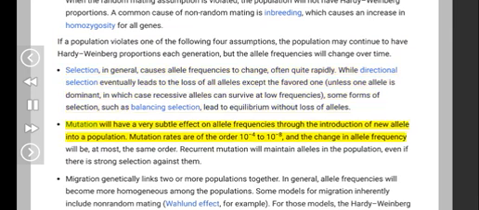Mutation will have a very subtle effect on allele frequencies through the introduction of new alleles into a population. Mutation rates are of the order 10^-4 to 10^-8, and the change in allele frequency will be, at most, the same order. Recurrent mutation will maintain alleles in the population, even if there is strong selection against them. Migration genetically links two or more populations together. In general, allele frequencies will become more homogeneous among the populations.